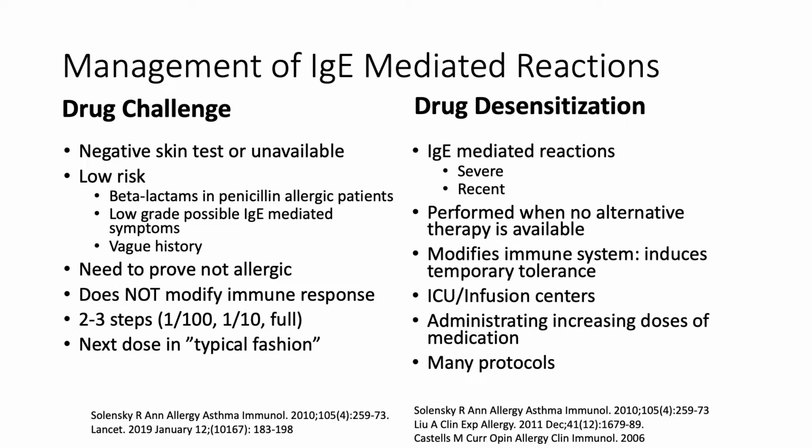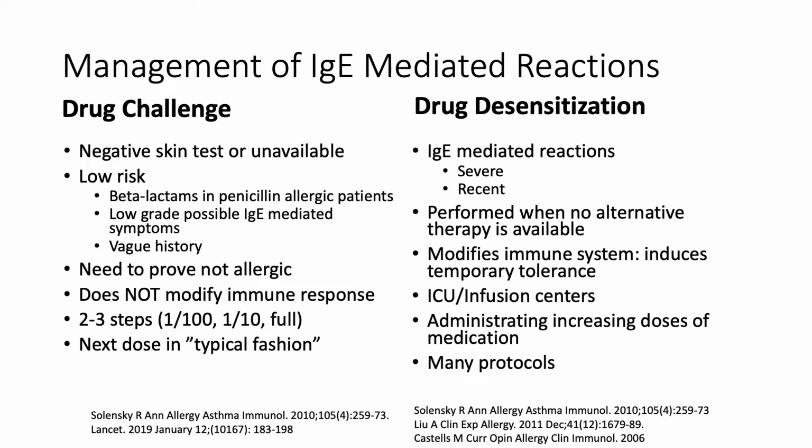It does not modify the immune response, and generally is 2 or 3 steps, and those numbers are based on the therapeutic dose, like 1/100th, 1/10th, and full dose, classically 30 minutes apart. And if they tolerate it, you can document that in the EMR, and you can give them the next dose in typical fashion, whatever that dose is.